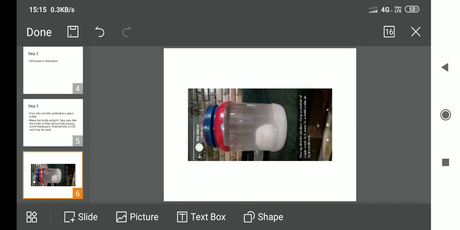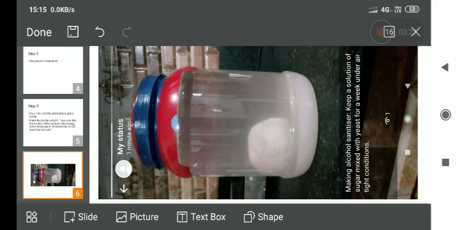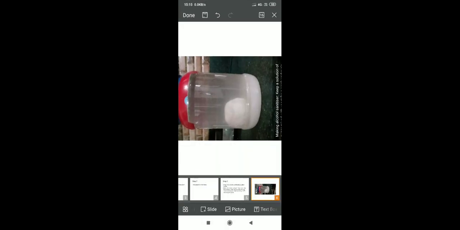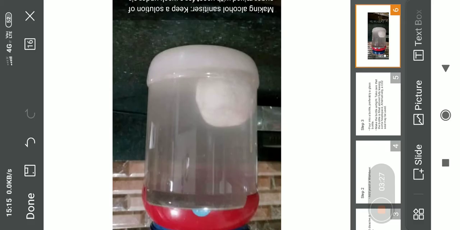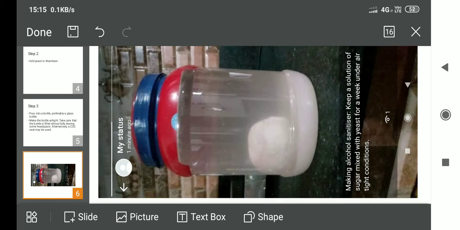This is the bottle that we have used. We have kept sugar solution plus kambir. This ball-like structure inside the bottle is a kambir. It is an overnight dough which has matured. It is full of yeast.